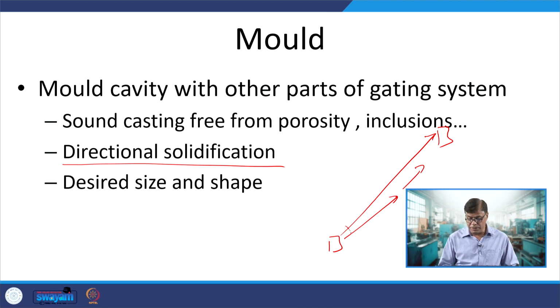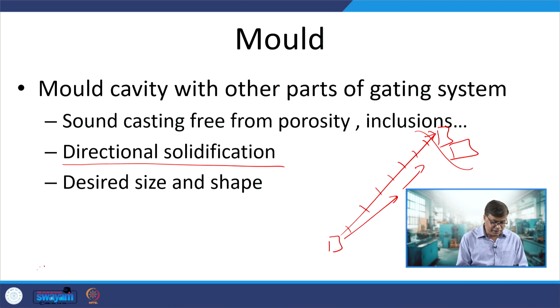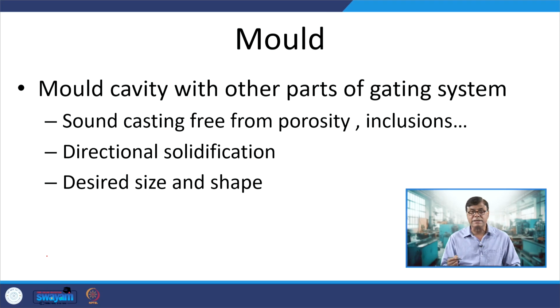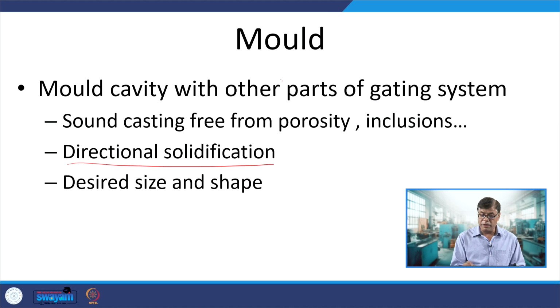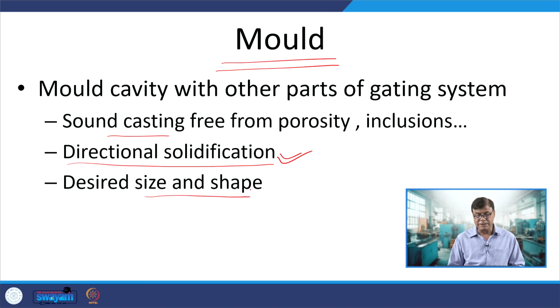Whatever impurities we have, if any, in the molten metal will segregate at the top, from where they can be removed easily, and that is how it helps in reducing porosity and inclusions. This can be done by designing the gating system properly, so that suitable directional solidification is realized by developing the desired temperature gradient within the mold. These are the main requirements of the mold, so that we can get a sound casting, realize the desired directional solidification, and make the casting of the desired size and shape.